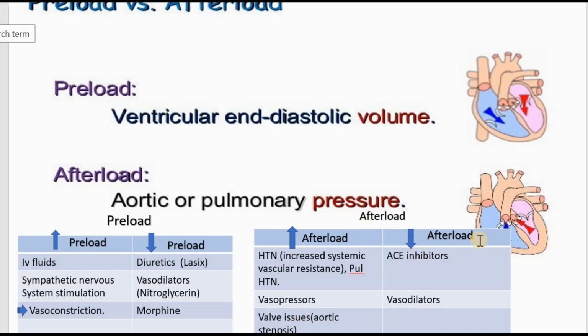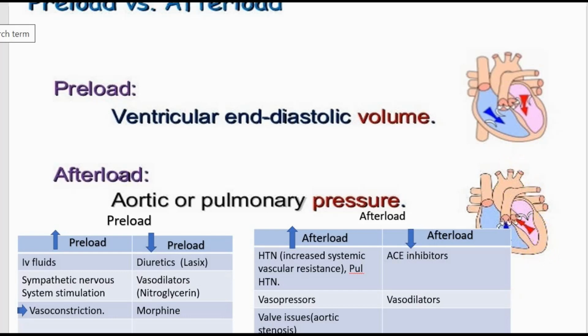Now what decreases afterload? Medicines like ACE inhibitors. It has a vasodilatory effect. When it dilates the blood vessels, it decreases the pressure. When pressure decreases, afterload decreases, the ventricle has to exert less pressure to pump the blood. Vasodilators, again, it dilates the blood vessels, so the ventricle has to exert only less pressure to pump the blood.